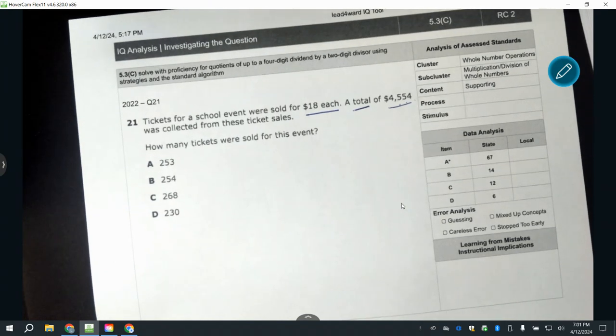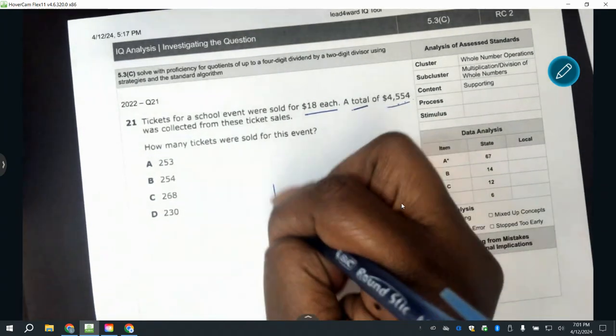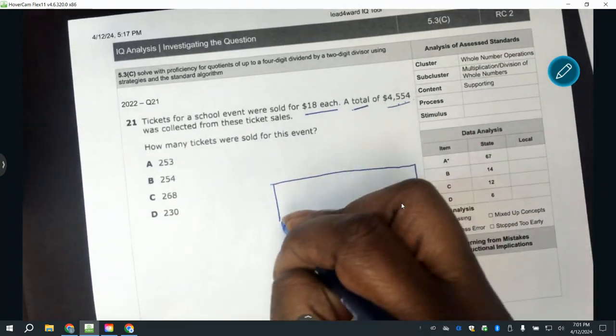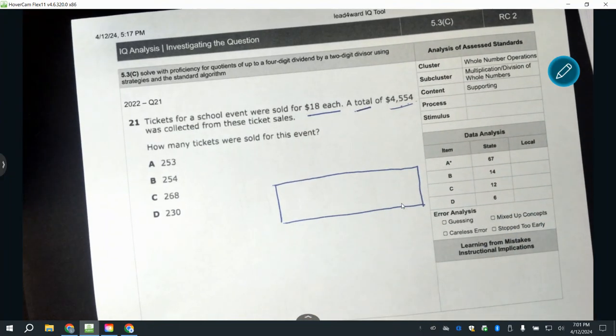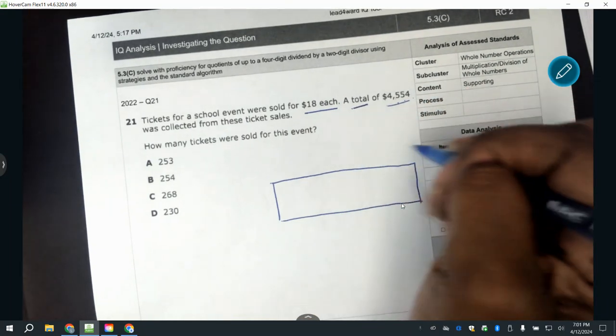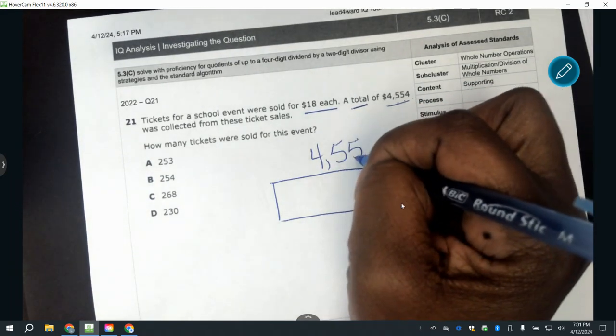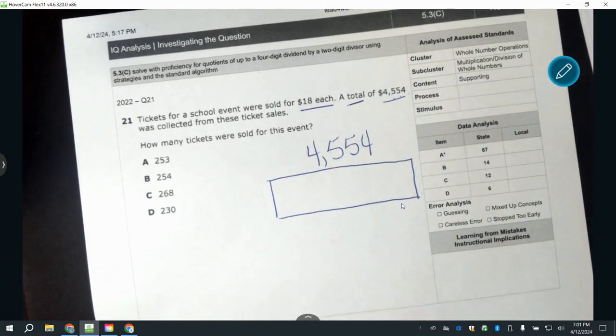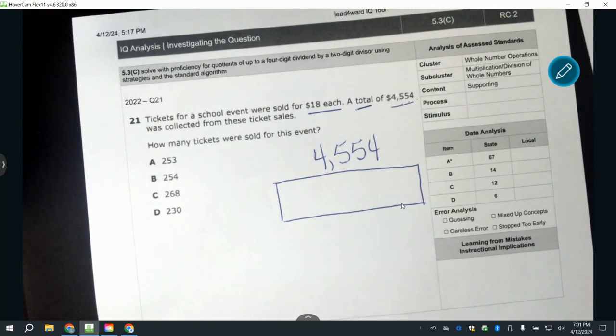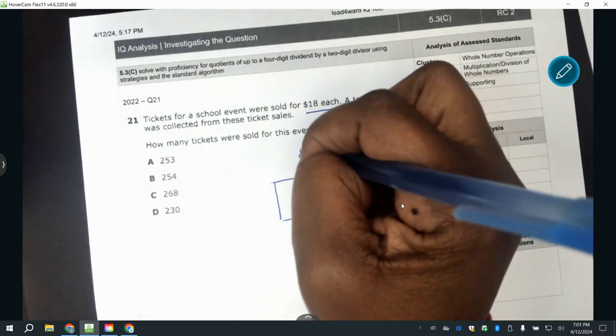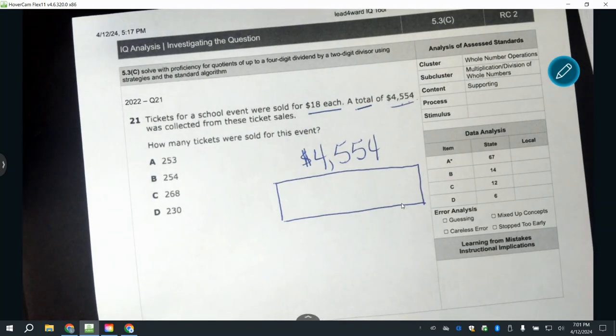First thing you want to do is get a picture in your head. Draw your strip diagram. We said total. We're putting on the top, baby. Putting on the top. So $4,554. I might need that right about now. Okay, so that's my total that goes to the top. I'm going to label it so I know that it's money. Get me excited about it.